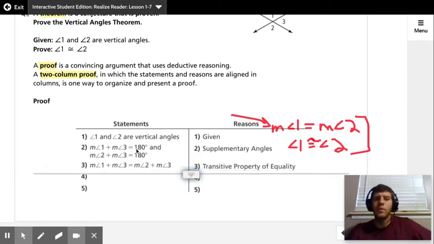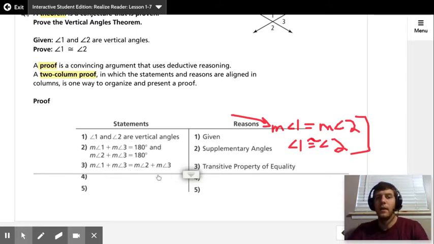Since the measure of angle 1 plus the measure of angle 3 equals 180, and the measure of angle 2 plus the measure of angle 3 equals 180, that's called the transitive property. If two things equal the same thing, then they equal each other. If A equals B and B equals C, then we know that A equals C. So if A and C both equal B, we know that A and C are equal. So we can set those equal to each other.